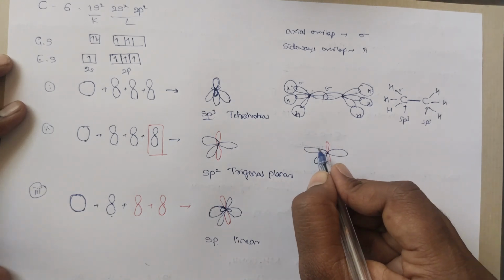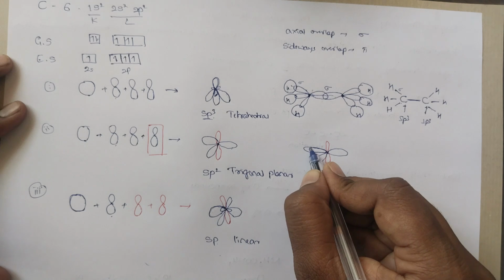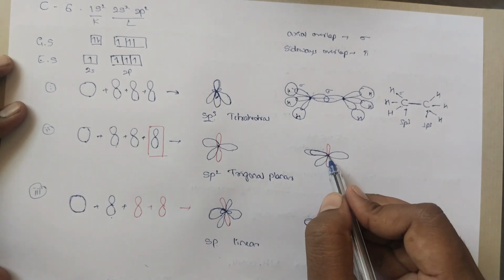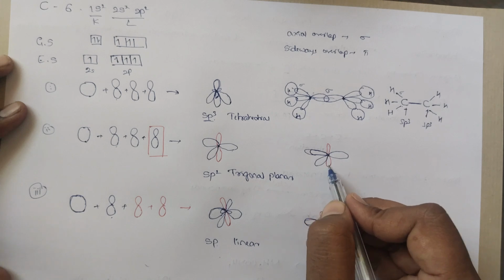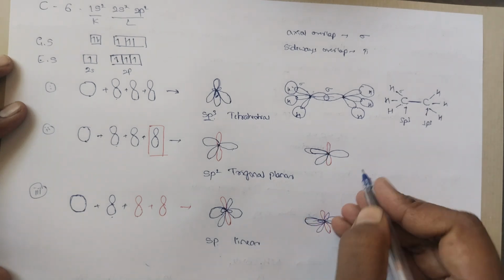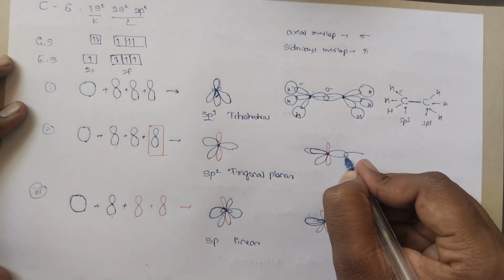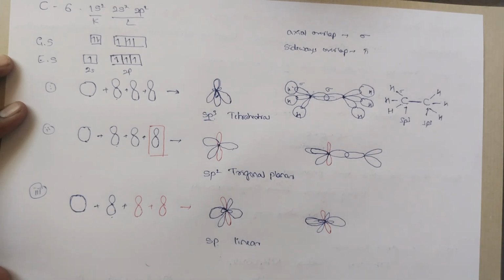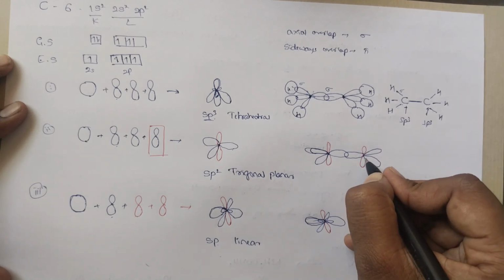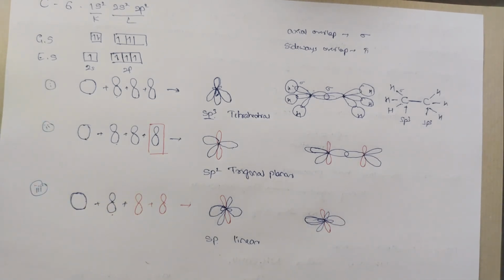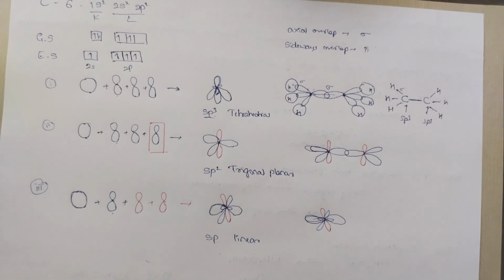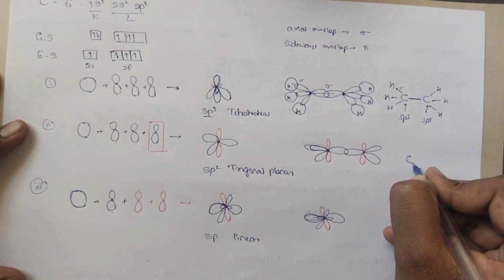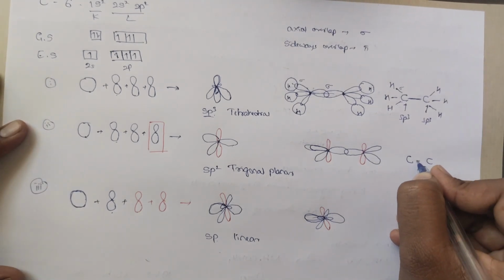We know that this is the same. This is the sp2 hybridized orbital, and here we have one unhybridized p orbital. Here also same, all are same. Here also we have one unhybridized p orbital which is not involved in the hybridization. This is carbon and this is carbon. Okay.